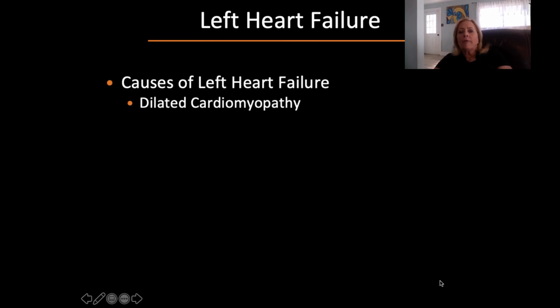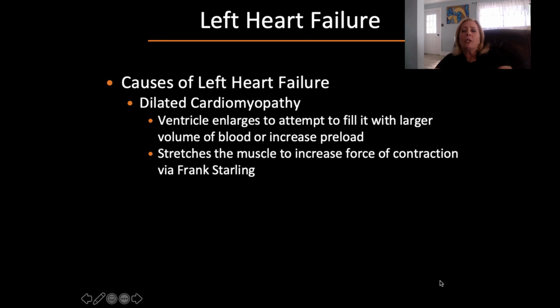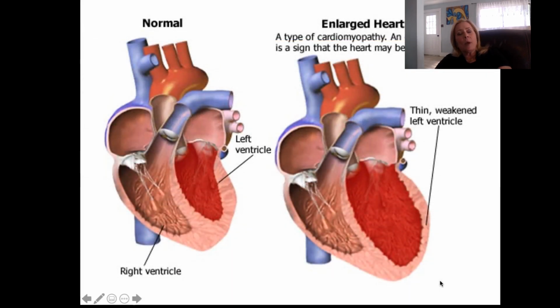Causes of left heart failure also would be dilated cardiomyopathy, and this is when the ventricles enlarge in an attempt to fill with a greater volume of blood. What they're doing is trying to increase preload, and by doing that they're stretching out the muscles. Again, the whole idea is the ventricles are just not contracting like they're supposed to. The heart is failing, so we want to do everything we can to get the ventricles to contract harder. But over time, those cardiomyocytes are going to die, and the muscles get thinner and weaker. Sometimes they can become so thin, they're like tissue paper thin.